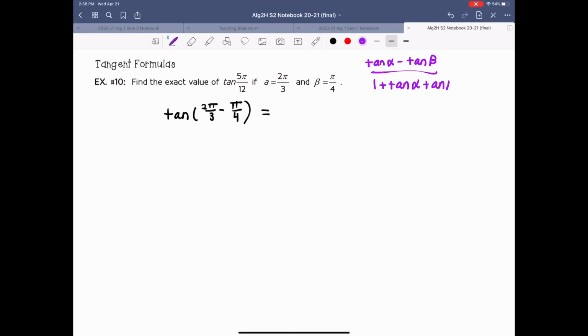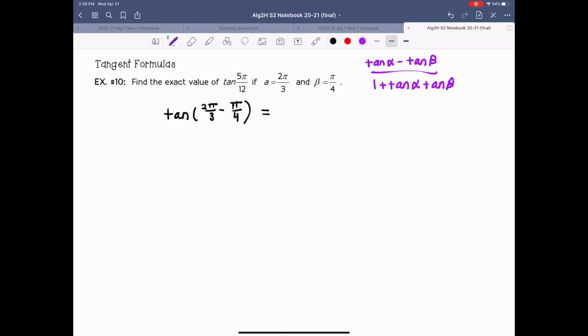the tangent of beta. So again, when it comes to the tangent formula, we're going to keep the operation for the numerator, and we just take the tangent of both angles. Then for the denominator, we change the operation, and we are taking 1 plus the tangent of both of those angles multiplied together, all right?